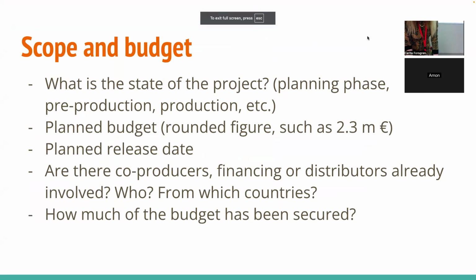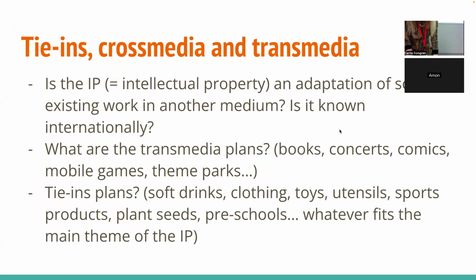The scope and the budget should be somewhere mentioned, but at least a rounded figure, like 2.3 million euros. That's enough, actually. Transmedia plans. I usually include them in my pitch Bibles. If there are going to be books or comics or mobile games or, I don't know, theme parks. Rovio got pretty far with theme parks. And if you have an animated series with lots of music, you might want to have children's concerts, like live concerts around Finland or around the world.